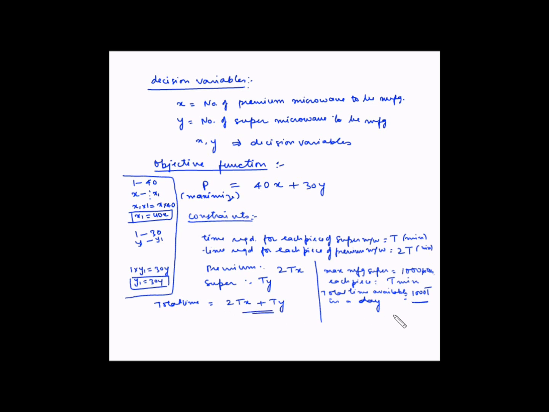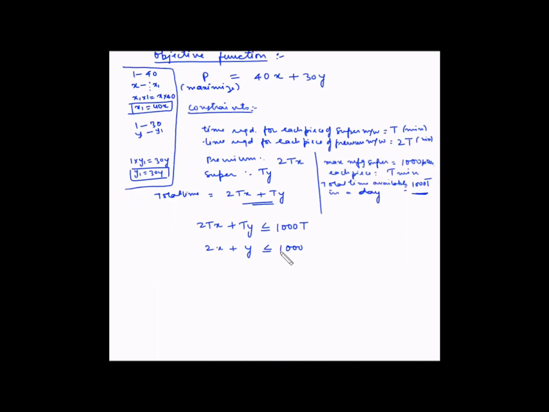So this should be less than 1000 T. So our first constraint becomes 2tx plus ty is less than or equal to 1000 T. Now in this equation T is common, so we can divide each number by T. So we get 2x plus y is less than or equal to 1000. So this is our constraint number 1.